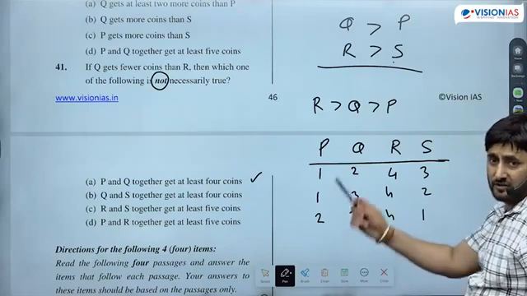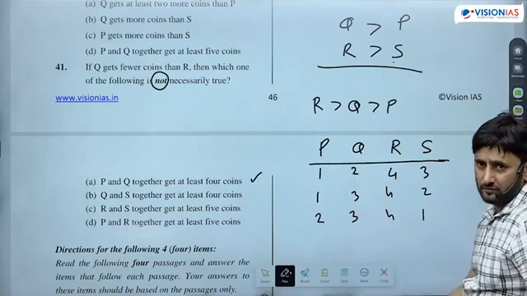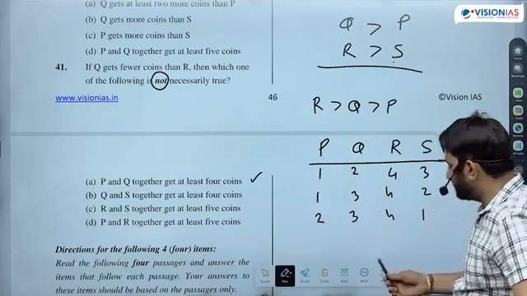Understand? Here it says, which of the following is not necessarily true. So this statement is false. We have to find the false statement.